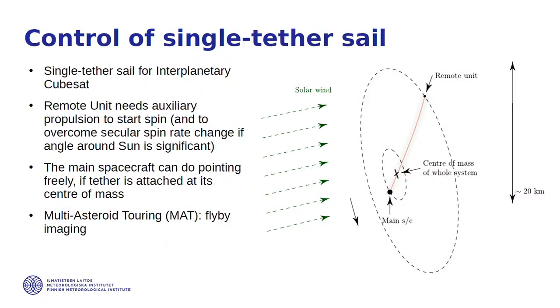We can also do simpler than that, so we can also have one single tether e-sail for a CubeSat, and then we obtain the useful property that the main spacecraft can do pointing in two degrees of freedom without gimbaling, so without moving parts other than the reaction wheels. And based on this idea, we designed a multi-asteroid touring concept. I will say a little bit more about this in subsequent slides. But first about the tether itself.